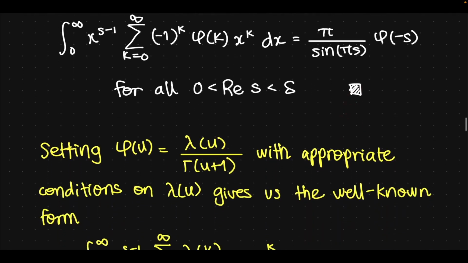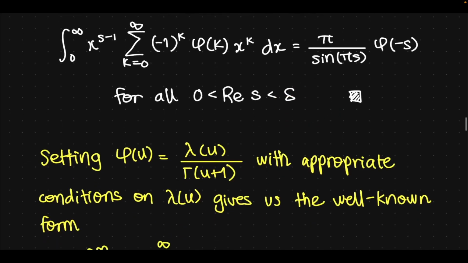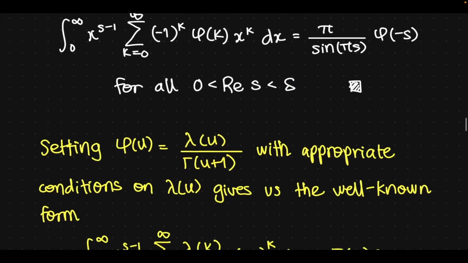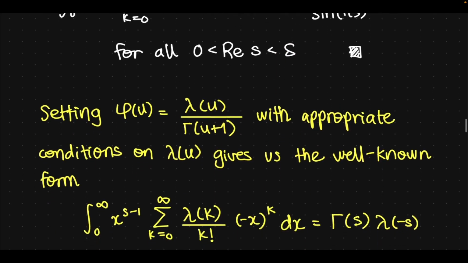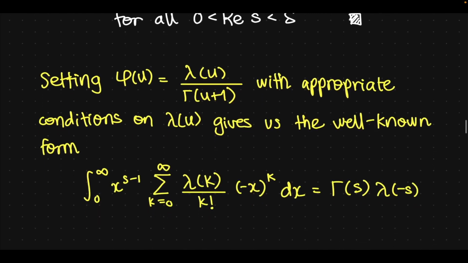And that's the proof. This is basically what we wanted. Now, this is not the standard form you might encounter on Wikipedia or on other literature sources. So what they do is we have phi of u, substitute that as lambda of u divided by gamma of u plus 1 with the appropriate conditions on lambda of u. So what that means is we have conditions right now on phi of u.